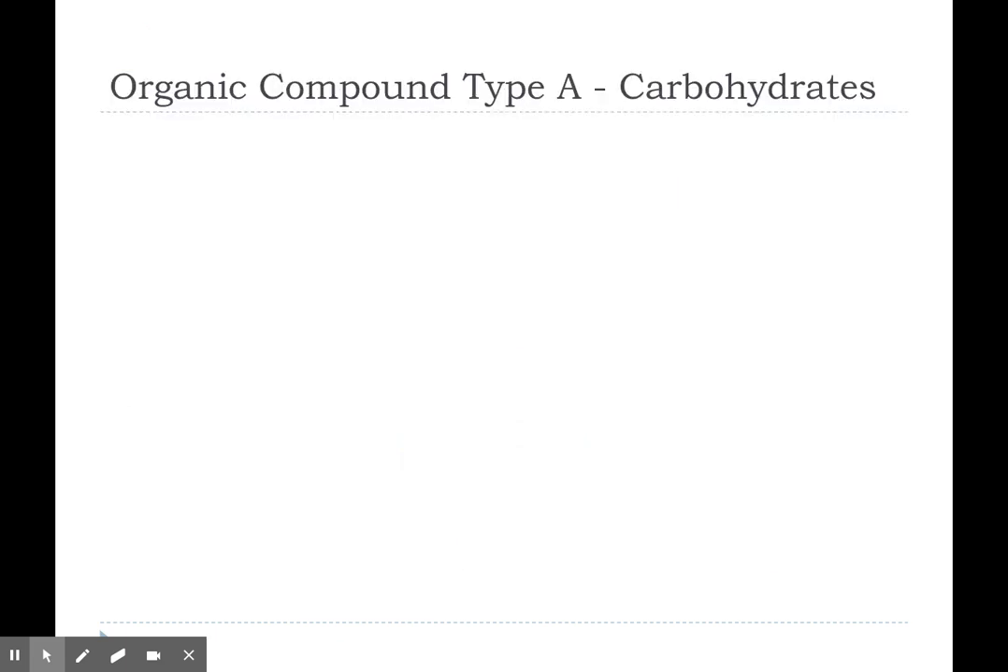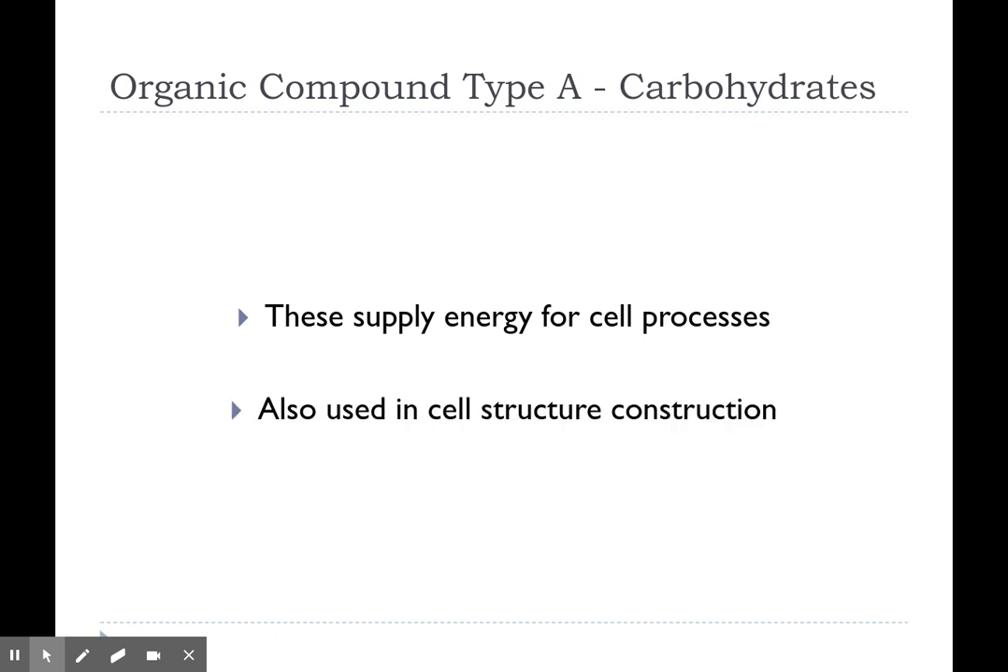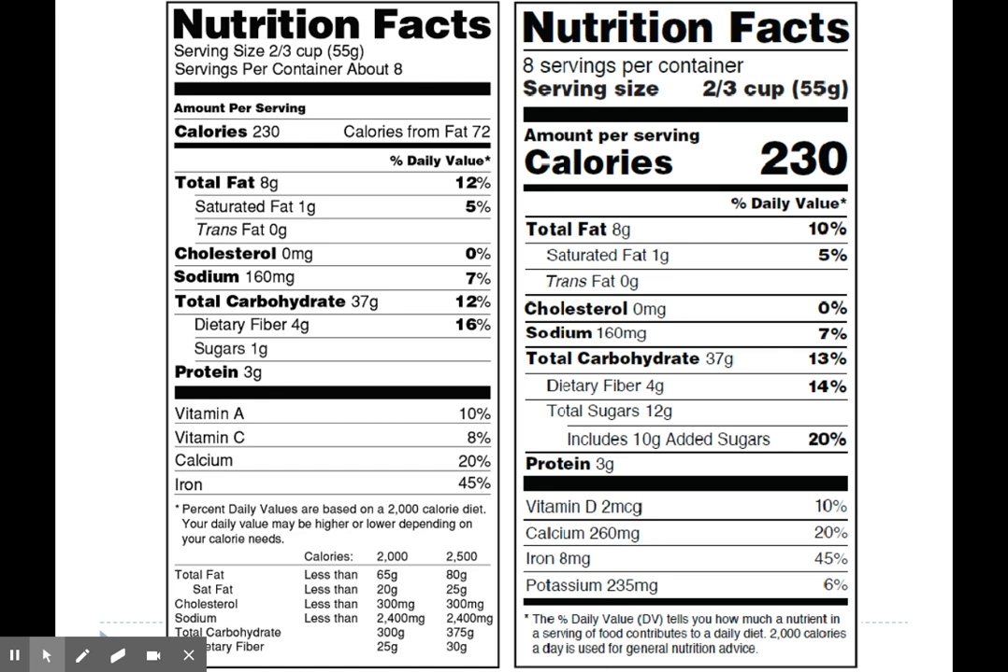The first organic compound that we are going to explore are carbohydrates. These have two main jobs. Their primary job inside a cell is to supply energy. When we talk about cells digesting food, most of the time we are looking at carbohydrates that they are digesting. Carbohydrates can also be used in cell structure construction, and we'll take a look at a couple of those. So, when you read nutrition labels, we're actually going to look at a few of our organic compounds.